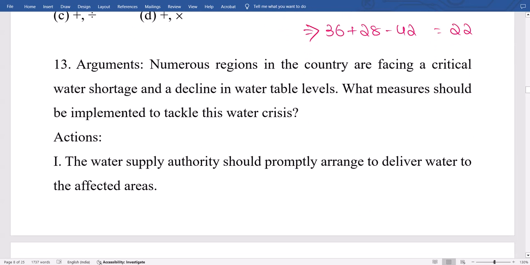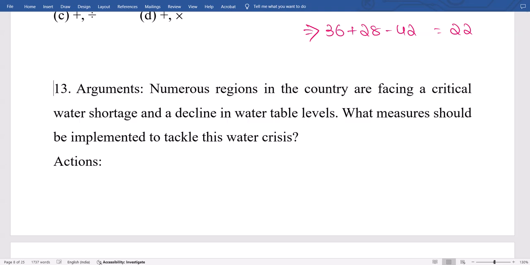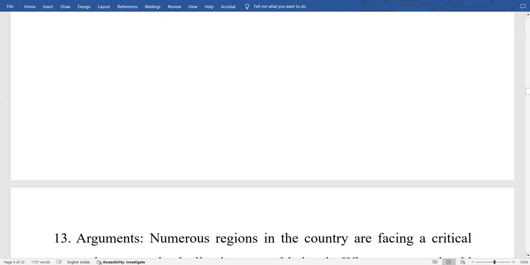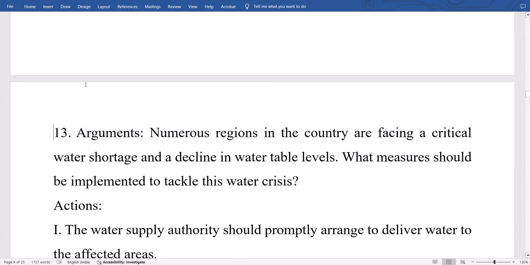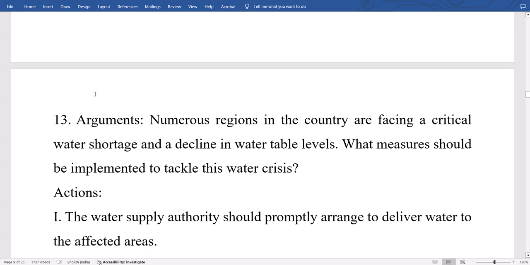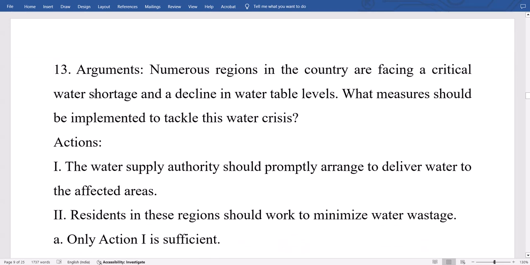It's actually like a problem. There is an issue. Action should minimize the issue. Here the issue or argument is numerous regions, different places in the country are facing a critical water shortage and a decline in water table level. So water levels are decreasing and there is a critical water shortage.